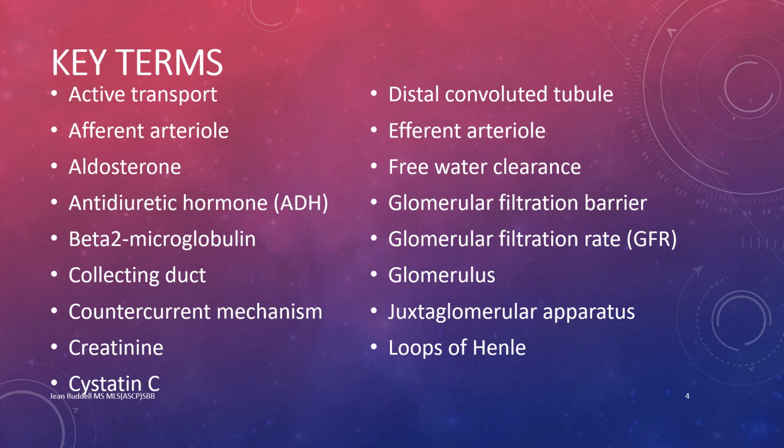This slide lists key terms that you should understand the meaning of as a laboratory technician or laboratory scientist. These terms are active transport, afferent arteriole, aldosterone, antidiuretic hormone or ADH, beta-2 microglobulin, collecting duct, countercurrent mechanism, creatinine, cystatin C, distal convoluted tubule, efferent arteriole, free water clearance, glomerular filtration barrier, glomerular filtration rate, GFR, glomerulus, juxtamedullary apparatus, loops of Henle.